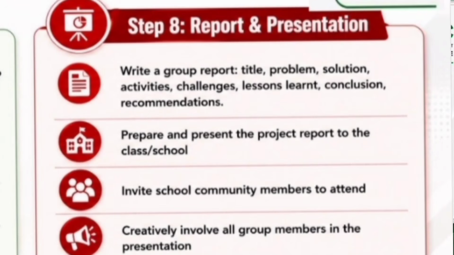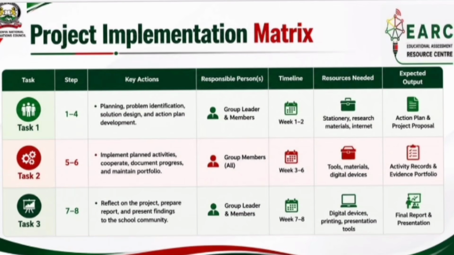In the project implementation matrix, you know that the project is supposed to take 8 weeks. So week 1 and 2 is for task 1. So this is where you have an action plan proposal. Then week 3 to 6, those are 4 weeks. This is where you have the activity records and evidence. Then week 7 to 8, those are 2 weeks. This is where you do task 3. That is, you have a final report presentation.